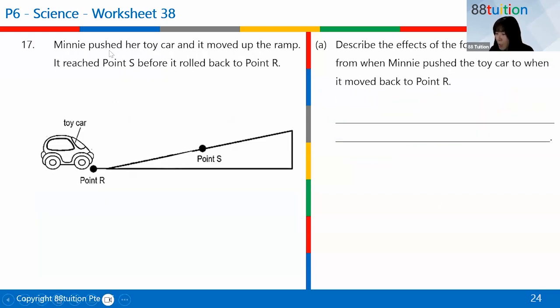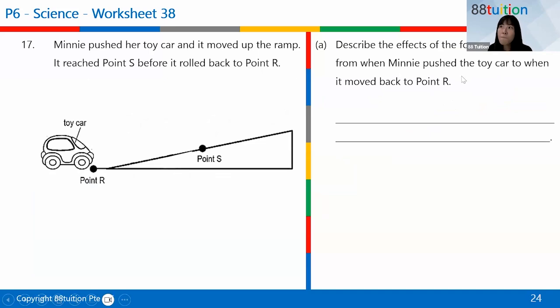Next, Minnie pushed her toy car and it moved up the ramp. So this is the toy car. It moved up the ramp. It reached point S before it rolled back to point R. Describe the effects of forces on the toy car from when Minnie pushed the toy car to when it moved back to point R. So how do you answer this kind of question? Describe the effects of forces. What are the effects of forces?